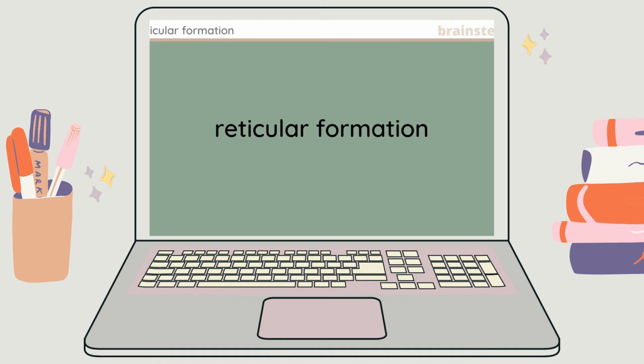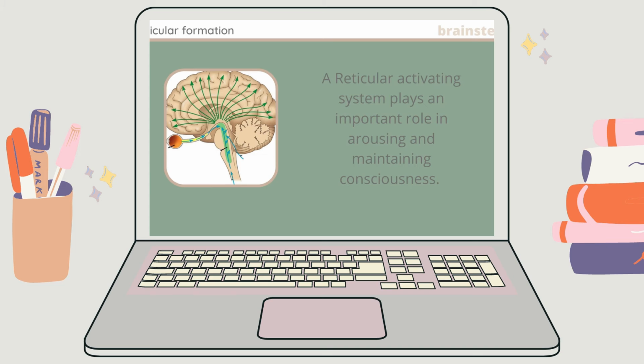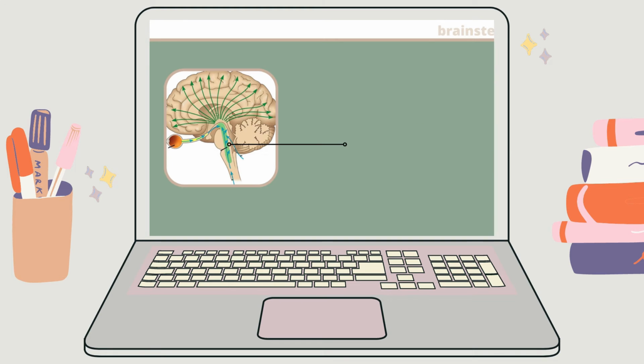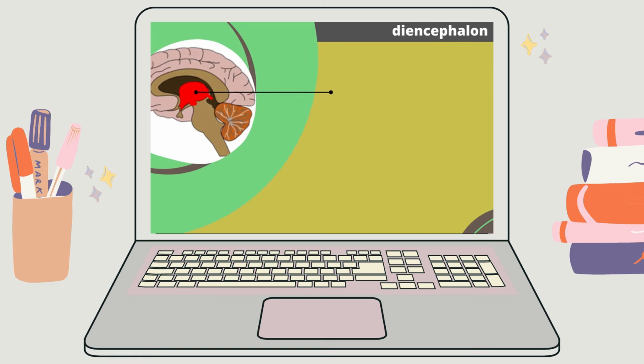Reticular formation is a group of nuclei scattered throughout the brainstem, regulating cyclical motor functions such as respiration, walking, and chewing. A reticular activating system plays an important role in arousing and maintaining consciousness. Any damage can result in coma. The following are the parts of the encephalon.